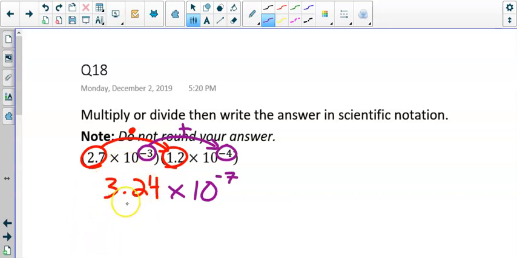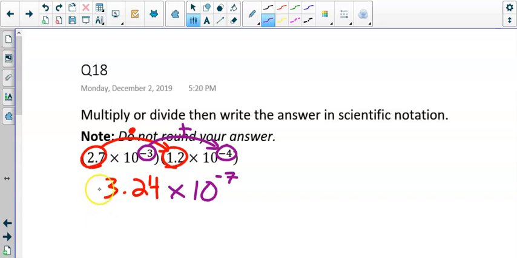The last thing you do is check your number right here and make sure that it is between 1 and 10. If this number is not between 1 and 10, then pretty much what you have to do is move your decimal either to the left or to the right to get it there. But 3.24 is between 1 and 10, so we're okay. That is the final answer.